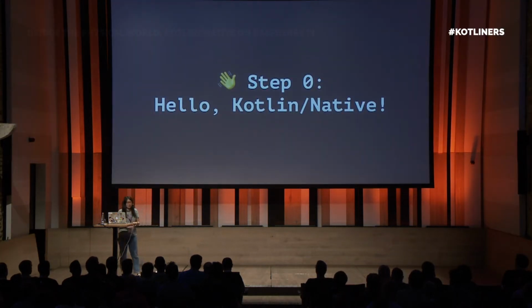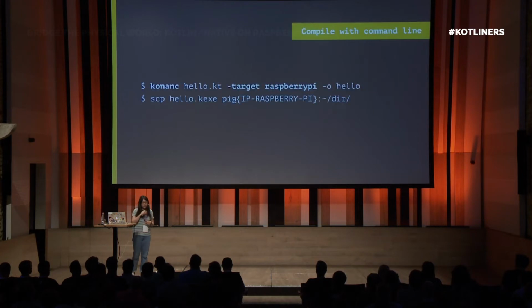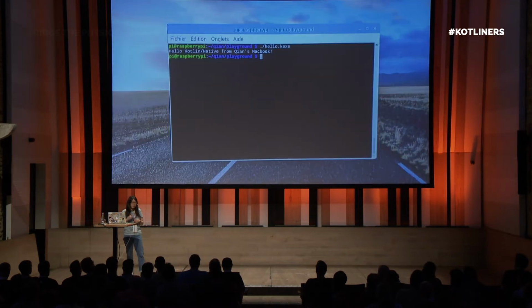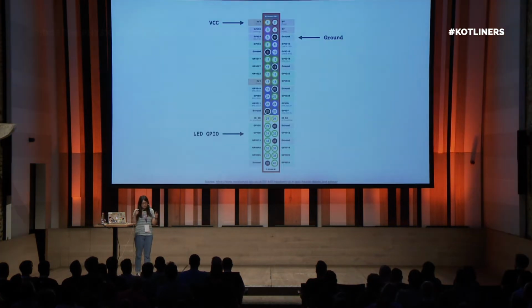So, step zero, Hello Kotlin Native. This is a very simple application, everybody can write it. And thanks to an article written by Hadi Hariri, we can compile it and simply copy the binary onto the Raspberry Pi. That's the very first Kotlin Native program I wrote for my Raspberry Pi, and it worked. I was happy. Then I moved on to the next step, trying to manipulate some basic GPIOs. In this step, I was trying to make the LED blink.